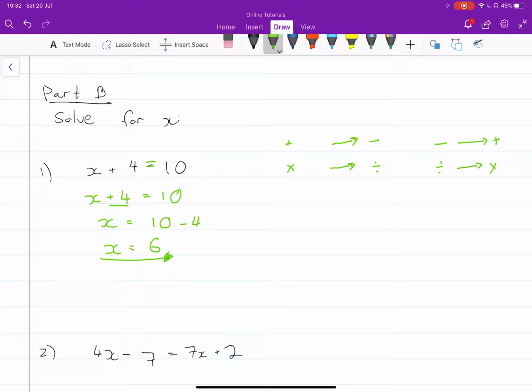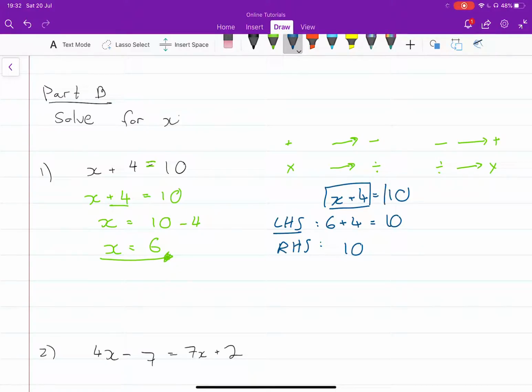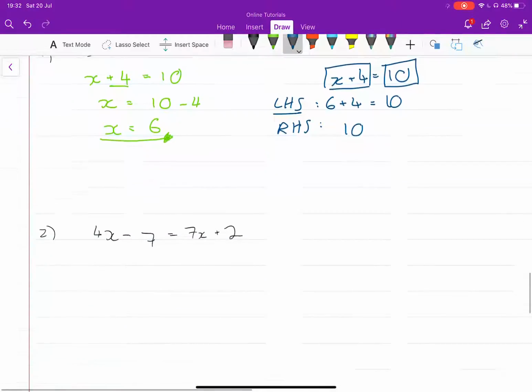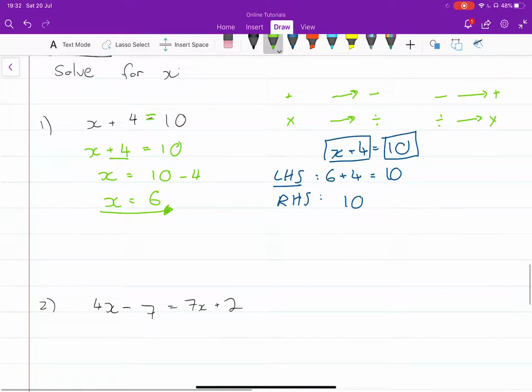Okay, and if we wanted to check our answer, we substitute x in. So let's do that. We say x is equal to 6. So x plus 4 equals 10, and we say that x equals 6. So 6 plus 4 is our left-hand side, which is equal to 10. And our right-hand side is equal to 10. So this is what I treated as my left-hand side, and this is what I treated as my right-hand side. Okay, moving on, and we can always do this when we find a value for x. We can always check if the answer is correct.